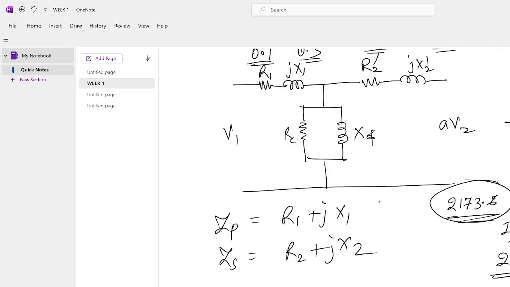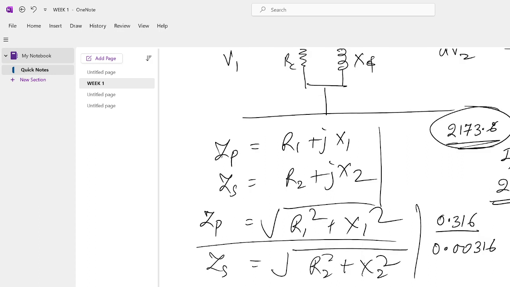Then you need to take out the magnitude, that Zp will be equal to under root of R1 square plus X1 square. Similarly, Zs will be R2 square plus X2 square. Your answer is right, 0.316 at the primary, and at the secondary 0.00316. Yes, sir.